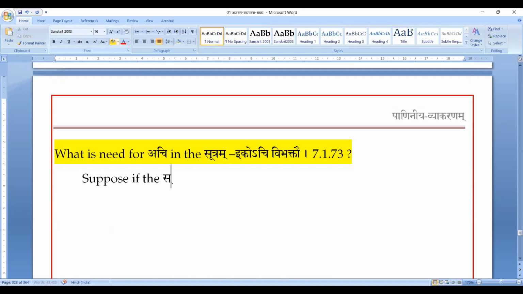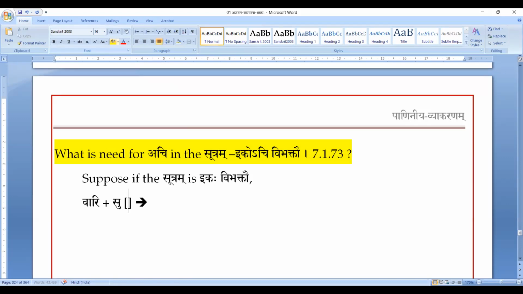Suppose the Sutram is Ikaha Vivakto, then suppose it is. Now let us take the Vartamana Bhakti. All the forms we will do. Vari plus Su. Last class I was telling, if you remember the context, I sent you a WhatsApp correction message also. Vari plus Su. So Ikaha Vibhakta. Vari plus Su. What would happen?